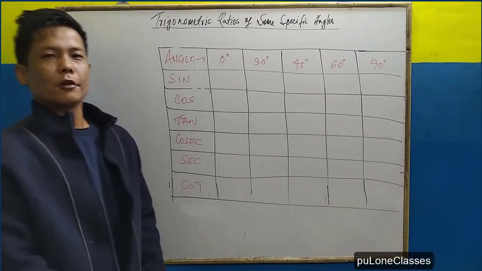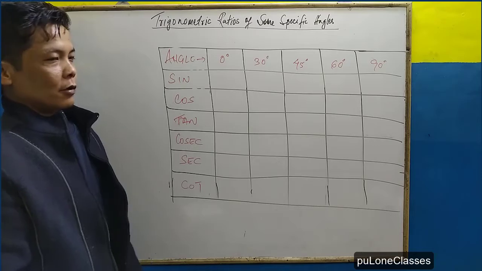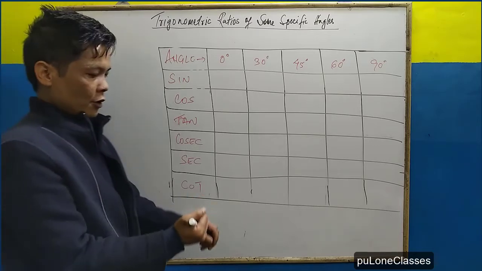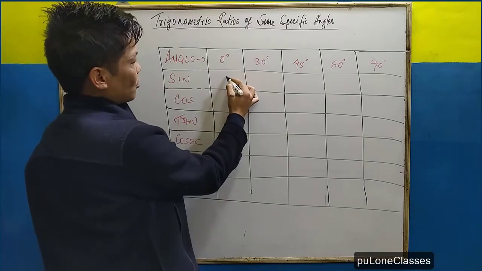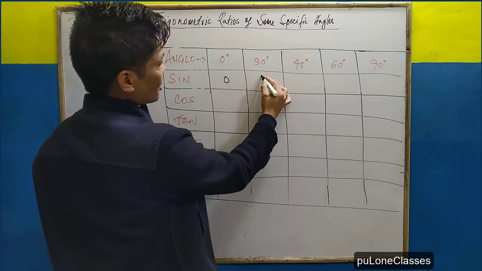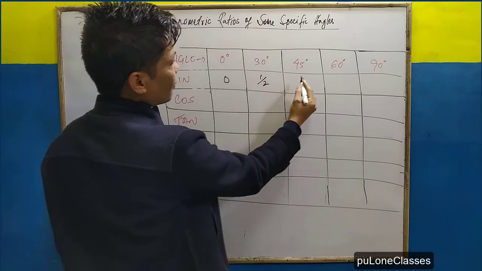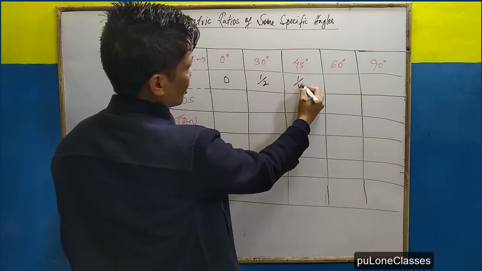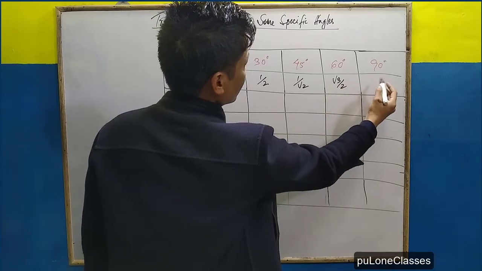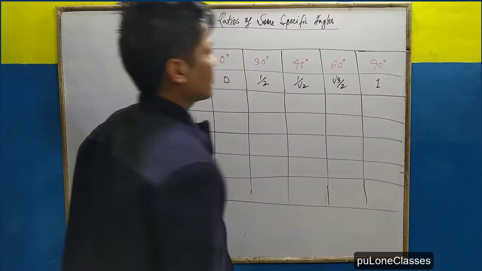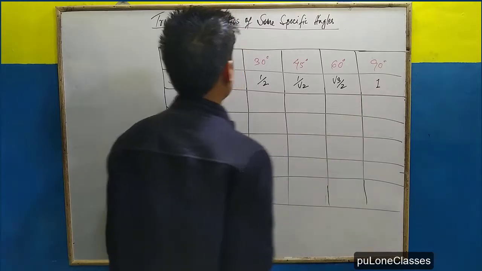Now let us combine the ratios into one table. From this table, we can see that sine of 0 degree is 0, sine of 30 is half, which we already found out, sine of 45 will be 1 by root 2, sine of 60 is root 3 by 2, and sine of 90 degree is 1. This one you have to remember. Sine of 90 degree is always 1.